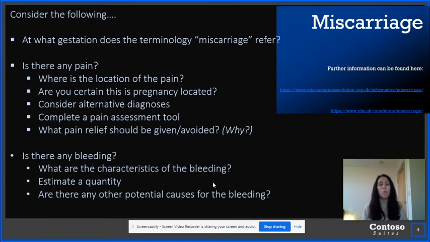Okay, so whether it comes across as pain or it comes across as bleeding, you're thinking the whole time in your head, is this definitely a miscarriage or could it be something else? So at some stage you're going to have to do the pain assessment tool, whether it's right here in the bit where you're thinking about miscarriage or whether you've already covered it in your previous assessment. It has to be done somewhere.